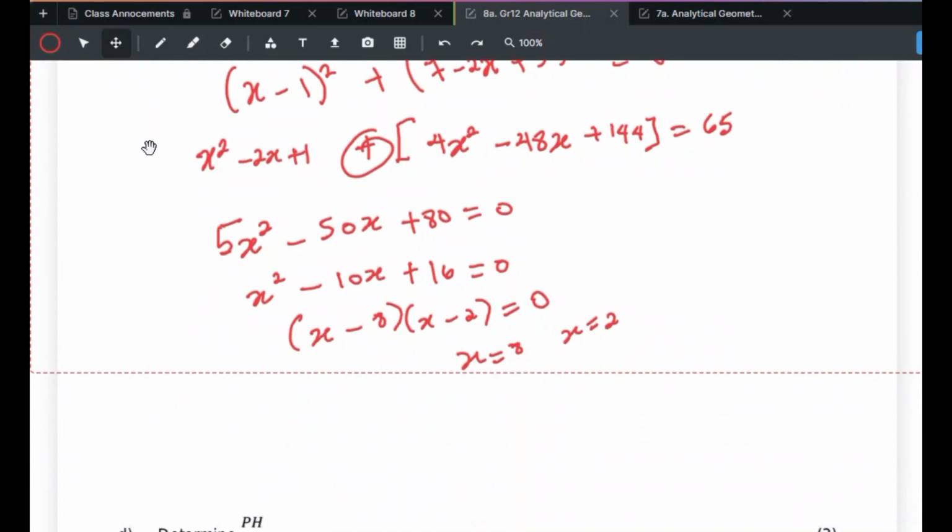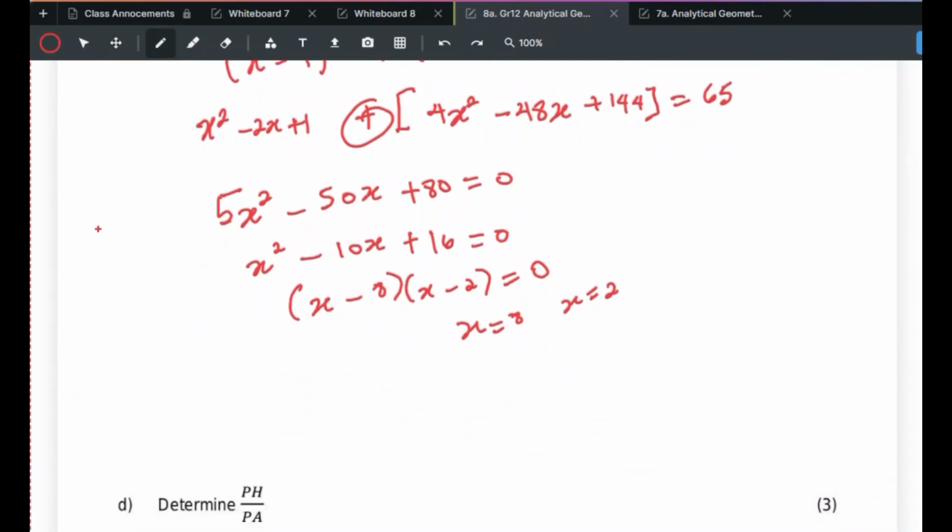Where's the easy one? 7 minus 2x. Yes. So it is 7 minus 2 times 8 and 7 minus 2 times 2. And this is 16. 7 minus 16 is minus 9. Okay, so this here is minus 9. And this one here would be 3.